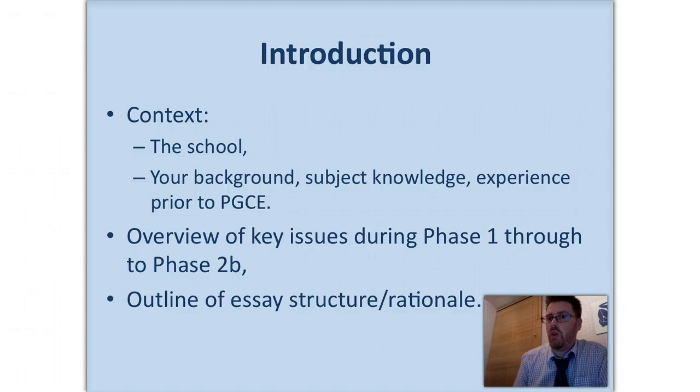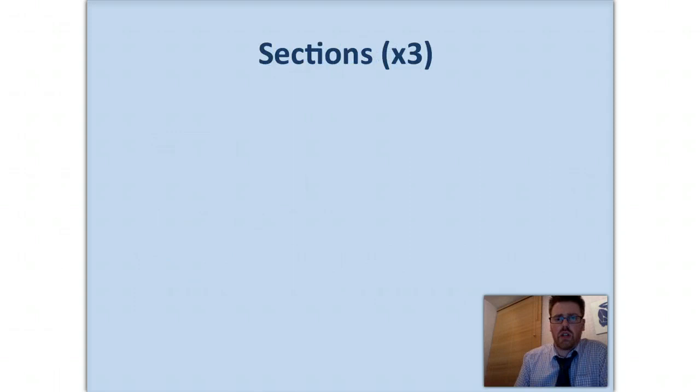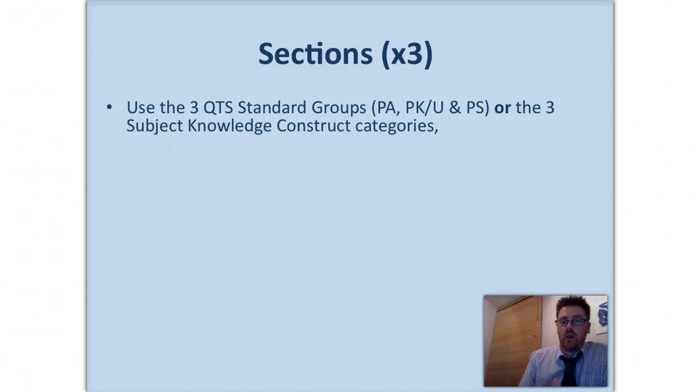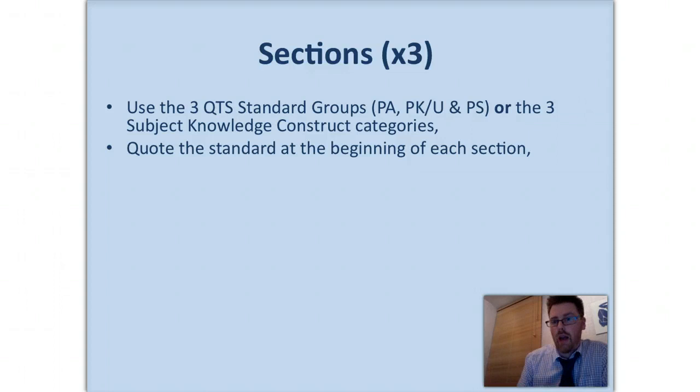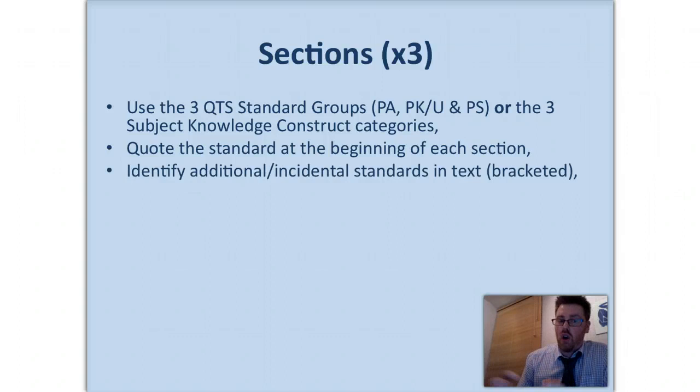So the sections in the middle, the main sections, which are going to be the critical instances. You can either use the three QTS standard groups or the three subject knowledge construct categories. You should quote the standard, the main standard at the beginning of each section, verbatim, so the full Q number and what the standard says. And also, as you're going through the critical instance, any other standards which are touching upon should be identified in brackets at the end of the sentence or the end of the section that's relevant.